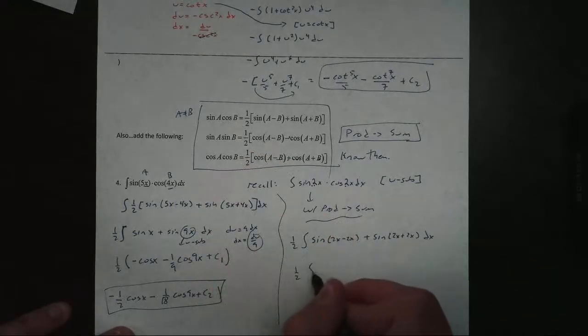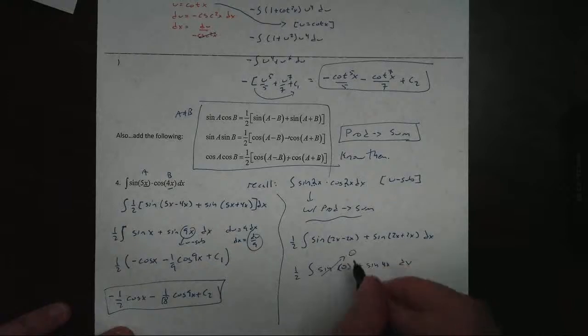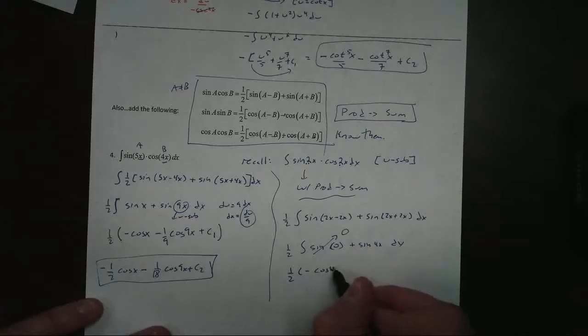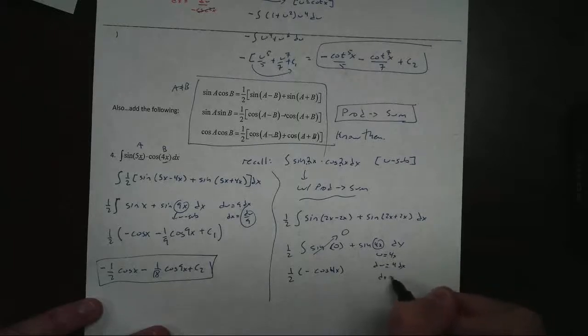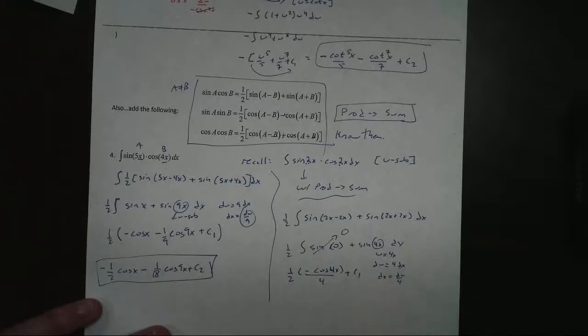And if I try it here, I get the sine of 0 plus the sine of 4x. Now some of you guys are going to try to integrate the sine of 0. Don't. It's just 0. So when I integrate it, I'm going to get 1/2. This becomes a negative cosine of 4x. But don't forget, there's a u substitution here. So what we have to do is divide this all by 4 plus C1. We have to divide by 4 because of our u substitution. So we would get negative 1/8 cosine of 4x plus C1.